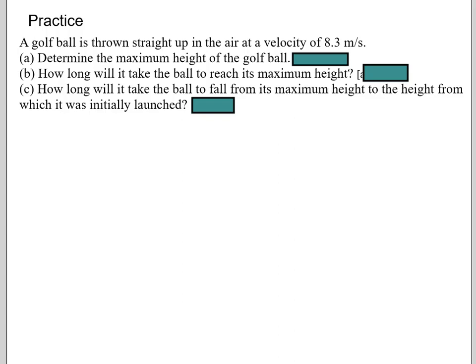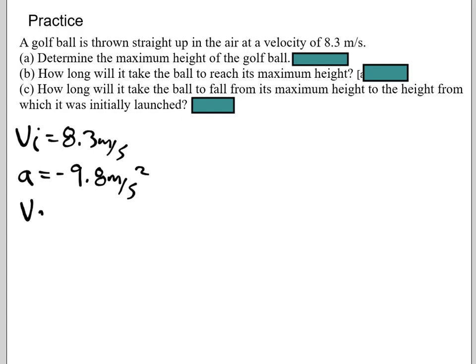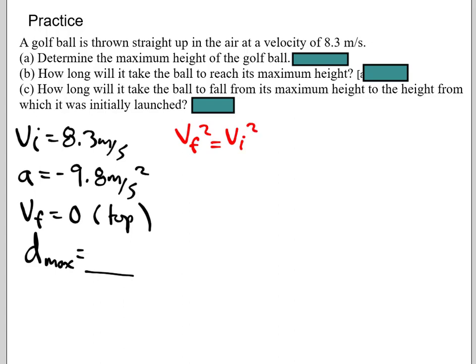A golf ball is thrown straight up in the air at a velocity of 8.3 meters per second. So we have our givens. We have acceleration. Okay, so first question, determine the maximum height. VF is 0 at the top. So we are looking for our max height, which is what we're trying to find. So again, I'm going to go back to equation 4, and we'll make some substitutions.